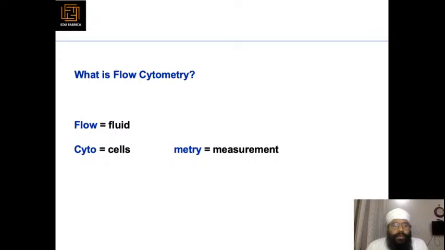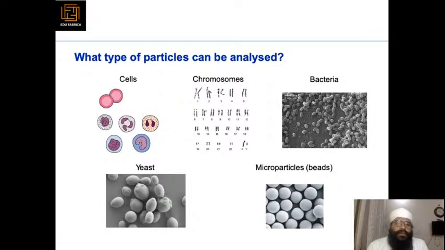So what is flow cytometry? Flow cytometry is basically a flow of liquids, cyto of cells, and metry of measurements. So flow means fluids are flowing, cyto means cells, and metry means measurement. It's a measurement of fluid cells. So what types of particles can we analyze? You can analyze cells, chromosomes, bacteria, yeast, microparticles. All of these are possible.